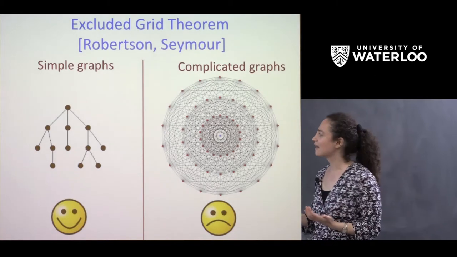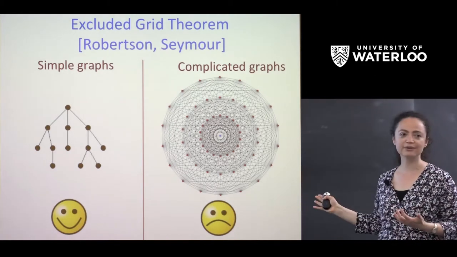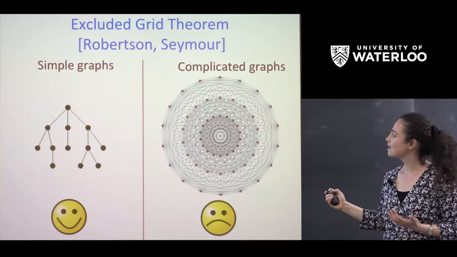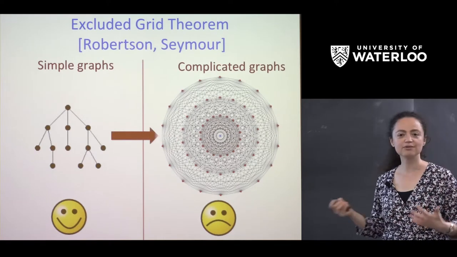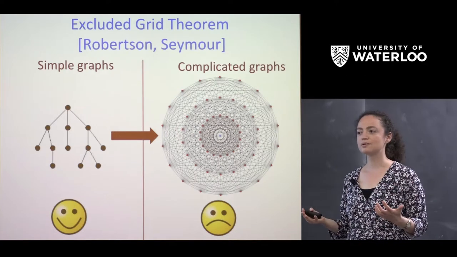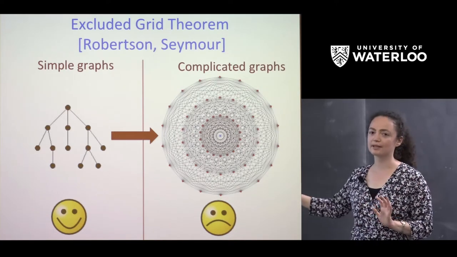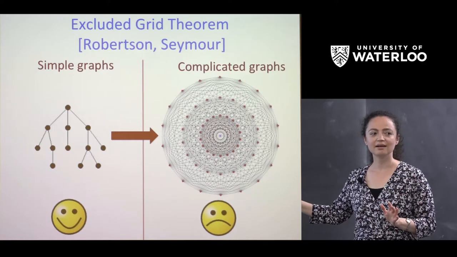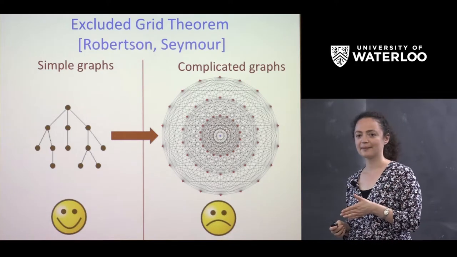But the feeling is that you're not simply either here or here, right? There must be a more gradual transition from left to right. For example, if you take a tree and add two edges to it, it's not like suddenly it becomes so complicated we don't know what to do, right? There must be some way to go slower.